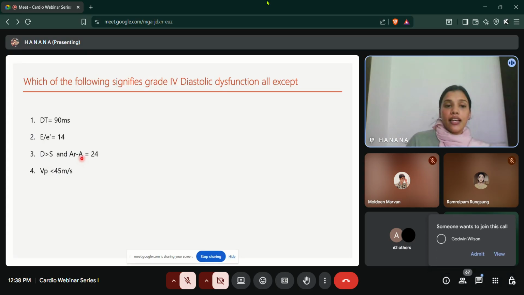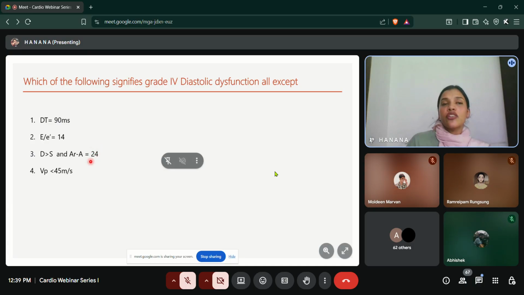And AR minus A, that is AR duration minus A wave duration, it is 24. The cutoff value is 30. If it is less than 30, it's actually a normal patient. The patient will be having normal or nearly normal or grade 1 diastolic function. So never grade 4. If it is greater than 30, it will be grade 4. So this is actually the right answer.